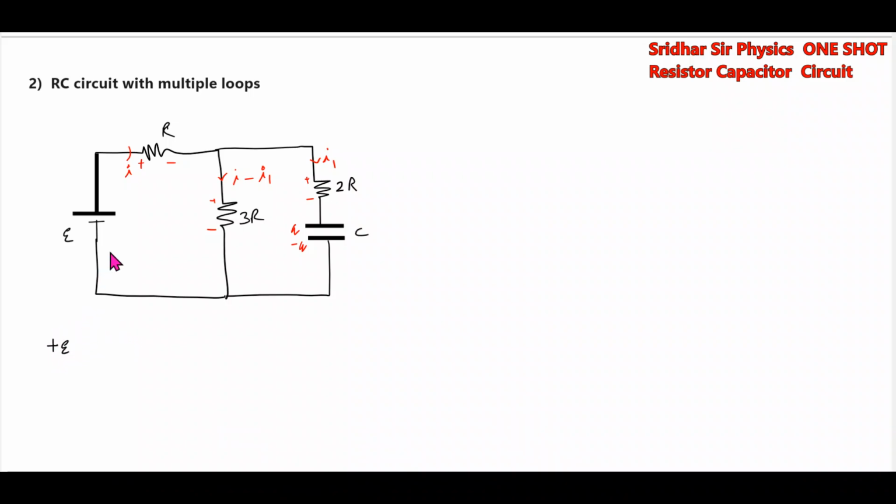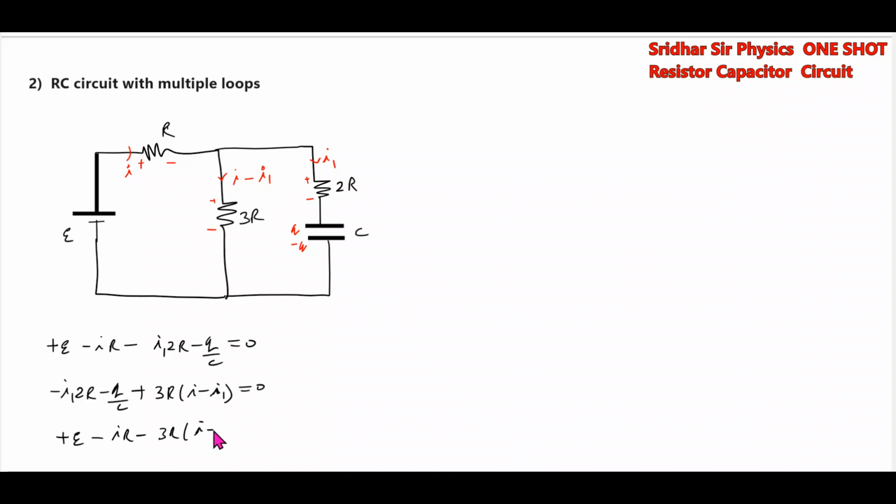This will be plus C. Using this path: E minus IR minus I1 into R minus Q by C equals 0. Then minus I1 into R minus Q by C plus 3R into (I minus I1). Then one more loop equation, plus C minus IR minus 3R into (I minus I1). Solving this, we'll get the required answer.